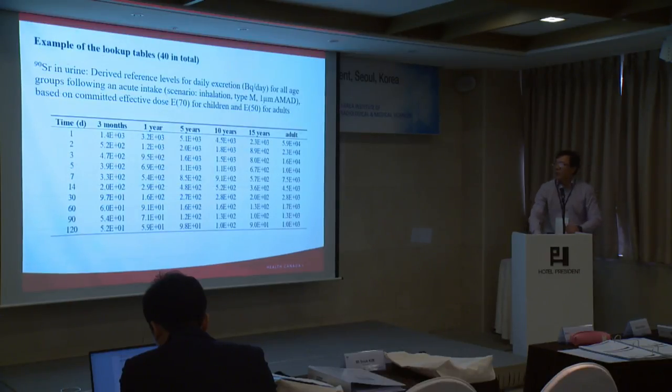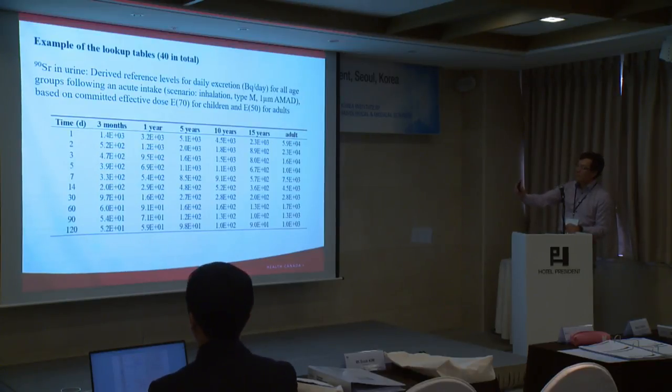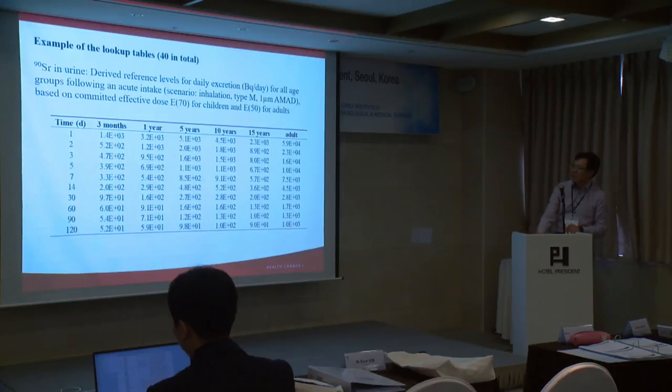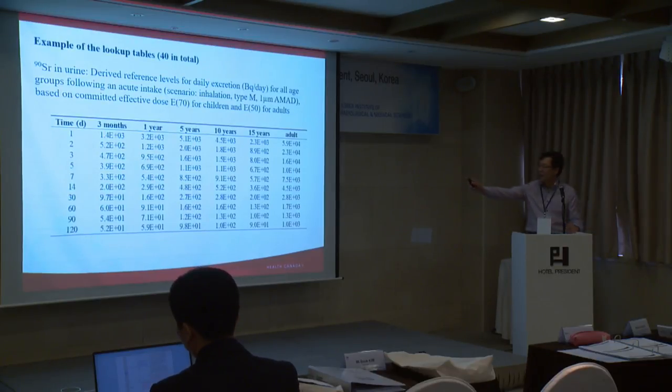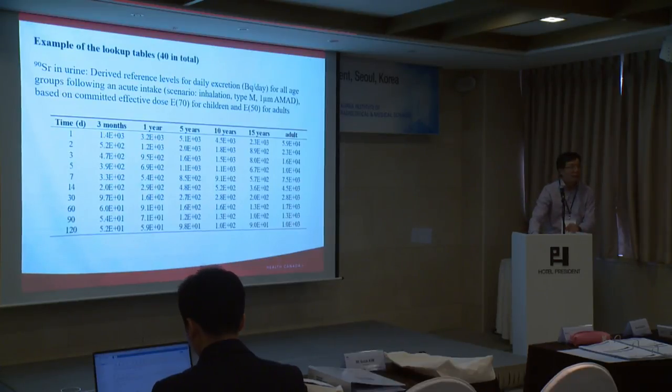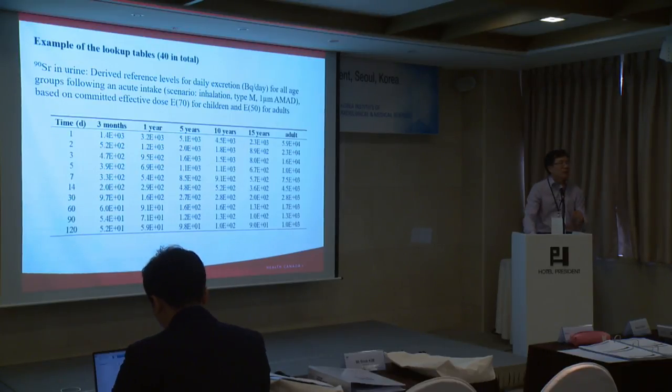If you move to this table, now you can use this table in theory. I just read this out. Maybe I'll give you an example. For a 5 year old child, if he got contaminated with strontium 90 by inhalation, and you got urine samples from him on day 7, for example, the calculated CDG is 910 becquerel in the 24-hour urine sample. If you get urine, you measure, you compare your number to this number. If your number is smaller, that's okay. If your number is bigger, that means you need to treat.